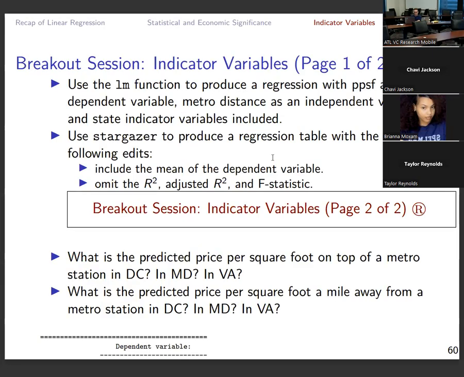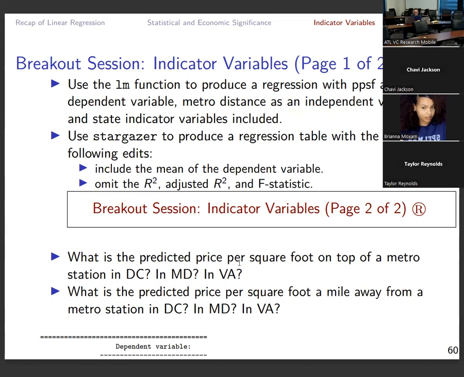And the script file that you have from today's lecture will help you through that. And then most important isn't just producing the regression table, but being able to write and explain what it tells you about the predicted price per square foot for those in DC versus Maryland versus Virginia, okay? And notice in one case it's asking on top, and in another case it's asking for a square foot.